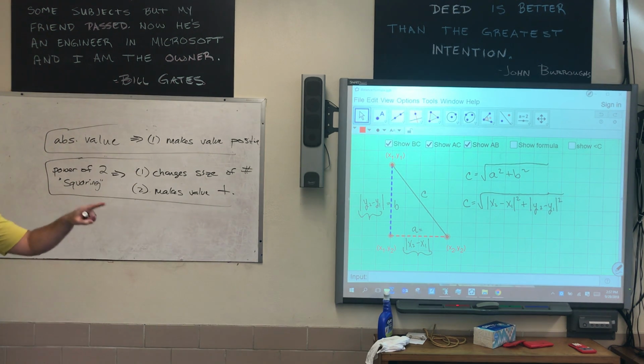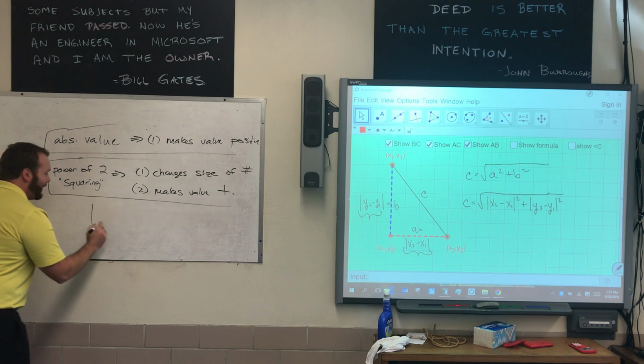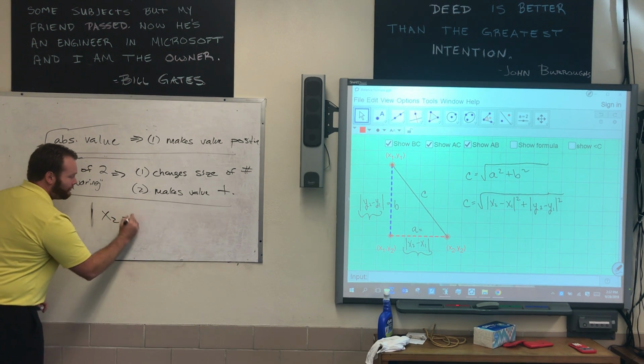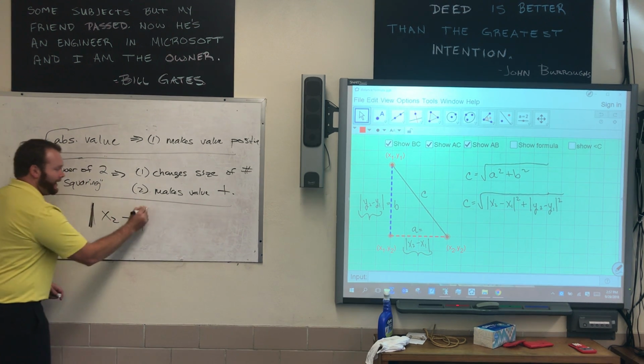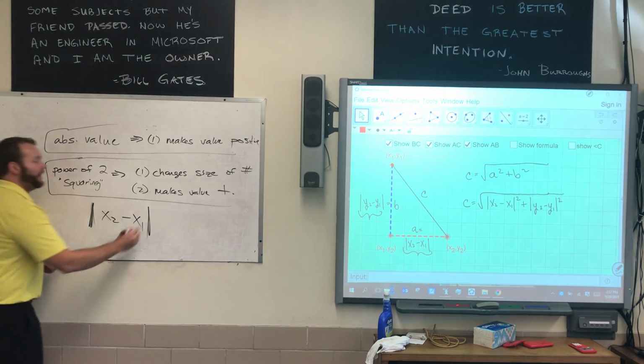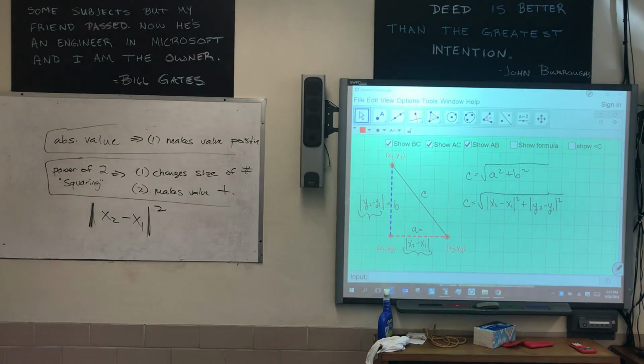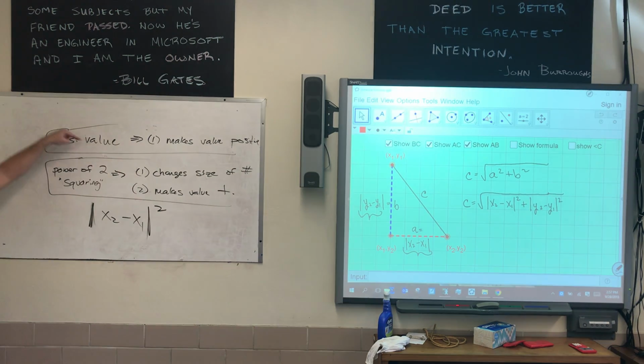And now the reason I want to talk about this is because that's what's happening to my x2 minus my x1. It's being applied with the absolute value first, and then we're squaring that. Well, doesn't this squaring take care of this absolute value? So does that show you that the absolute value there is kind of redundant or unnecessary? Does that make sense? Because it's an operation that's being done twice. I make it positive with the absolute value, but this is also going to make it positive.